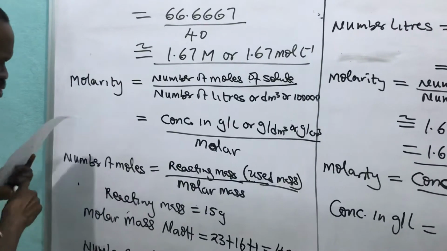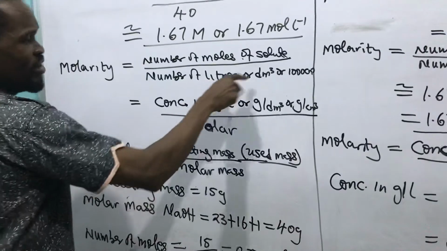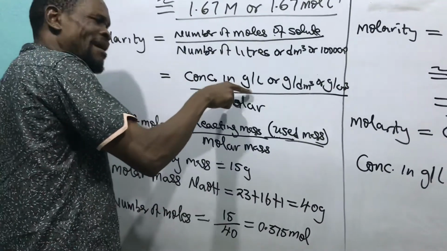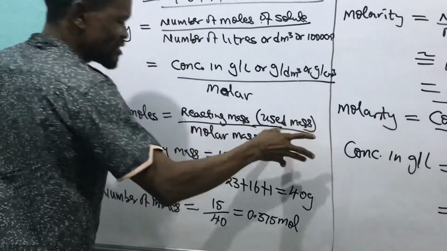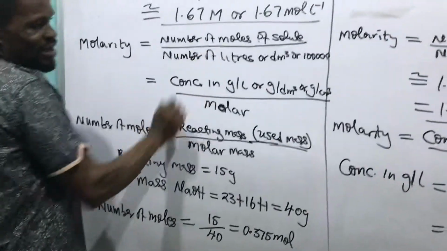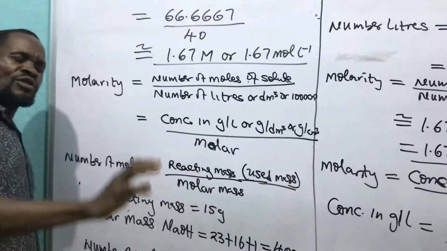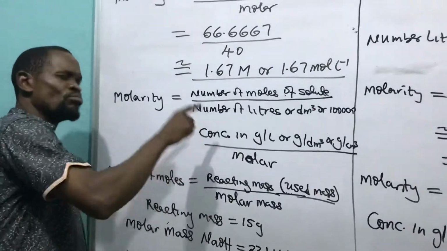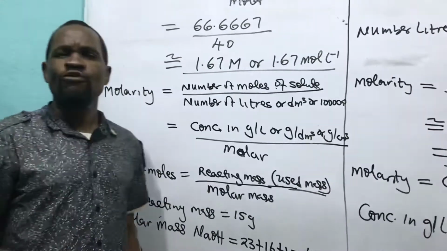So you can use this formula, number of moles of solute over number of liter, which I have explained to you, or you use concentration in gram per liter or gram per dm cube divided by molar mass. That gives me molarity as well. I have used this to calculate and I have also used this to calculate for you. When you cool down, study this, put it in your brain. This is a method of calculating molarity, concentration in molarity. This is what I have for you today.